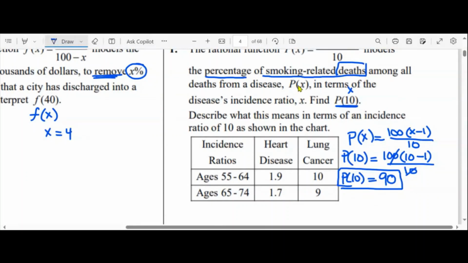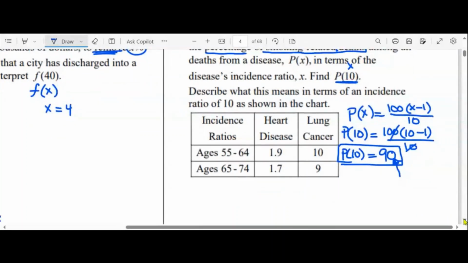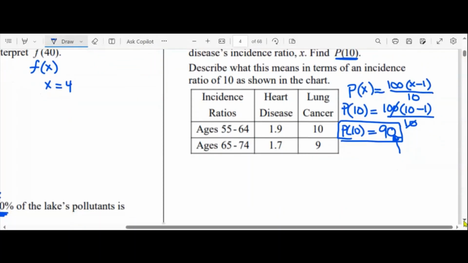D of 10 is what? Is 90, right? That means what? 90 cases? I think it's the ratio. The ratio is 9.0? 9.0. Okay. So that would be lung cancer for people aged 65 to 74, the leading cause of death being smoking.